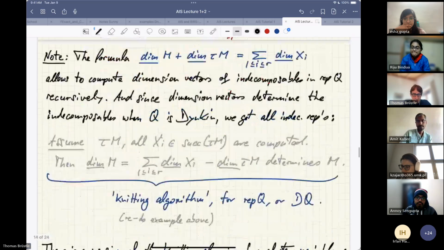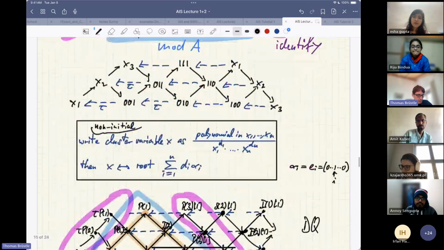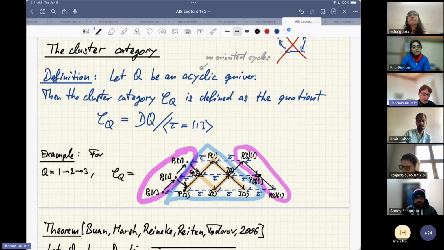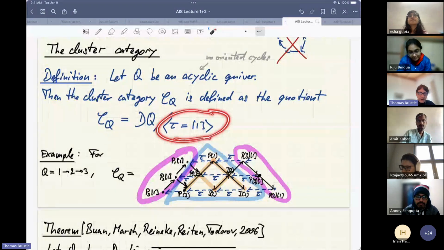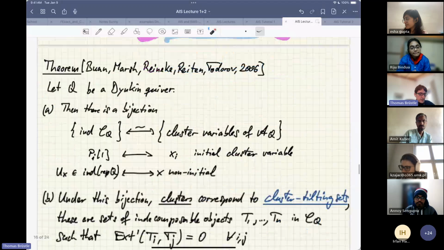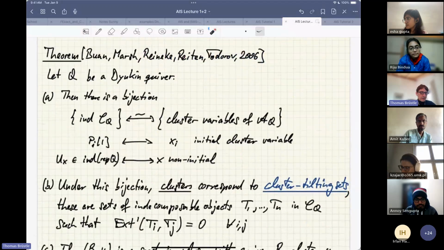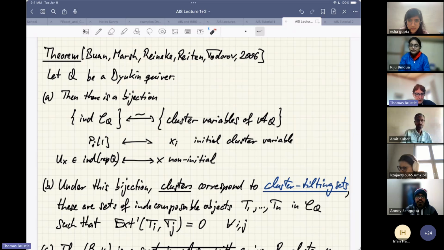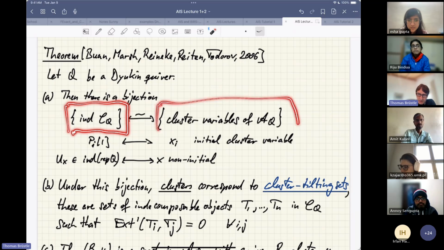Okay, so here's the theorem. We defined the cluster category by identifying the action of tau and the shift. And here's the theorem of Buan, Marsh, Reineke, Reiten, Todorov, 2006. Let me first start with the Dynkin quiver because there everything is finite and we can say more, we get better results. So first, in the case of a Dynkin quiver, there's a bijection between the indecomposable objects in the cluster category and the cluster variables.